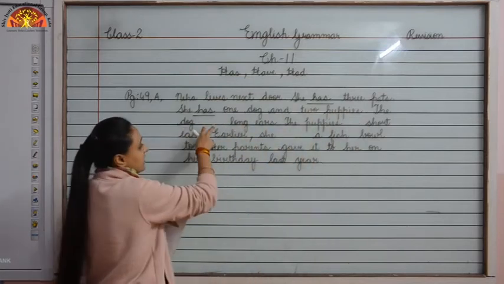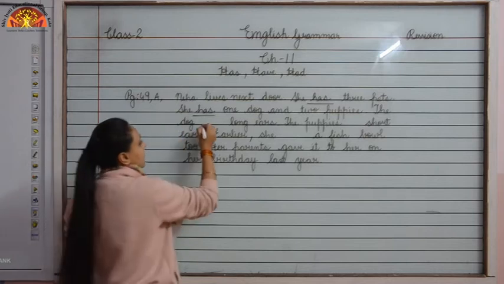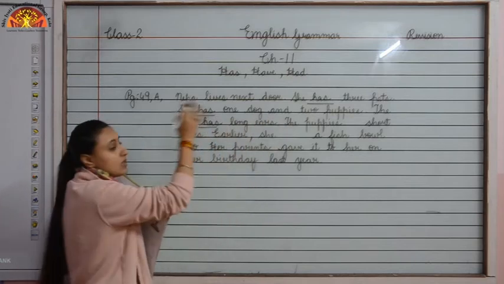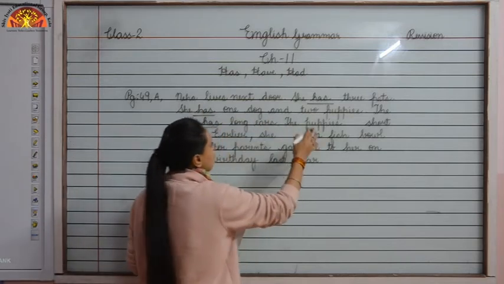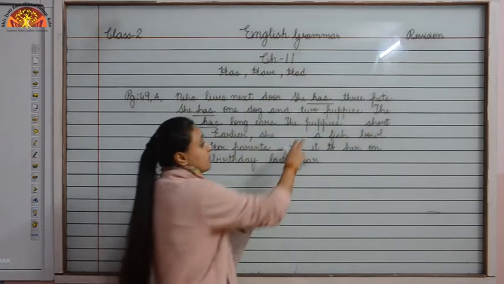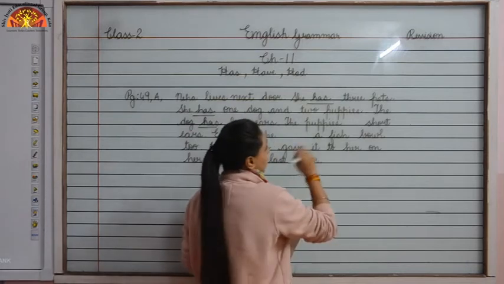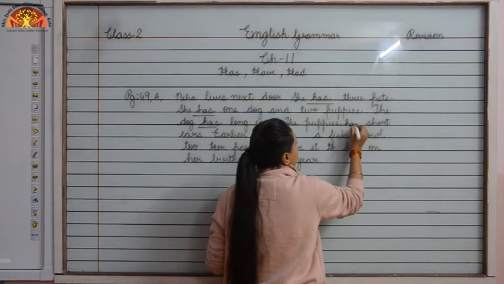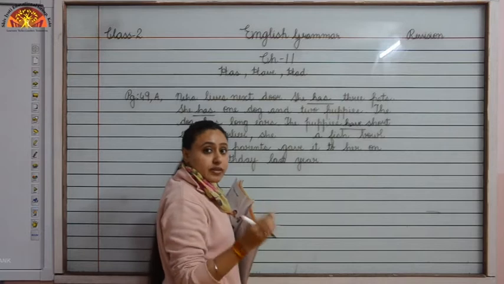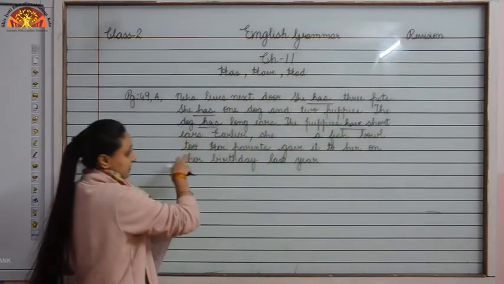The dog dash long ears. Now we are talking about dog, one dog, again we use has. Okay, the dog has long ears. The puppies dash short ears. Now children, we are talking about puppies, more than 1 puppy. So what we will use? We will use have. Okay, H-A-V-E, have, because we are talking about more than 1 puppy, so we use have. The puppies have short ears.